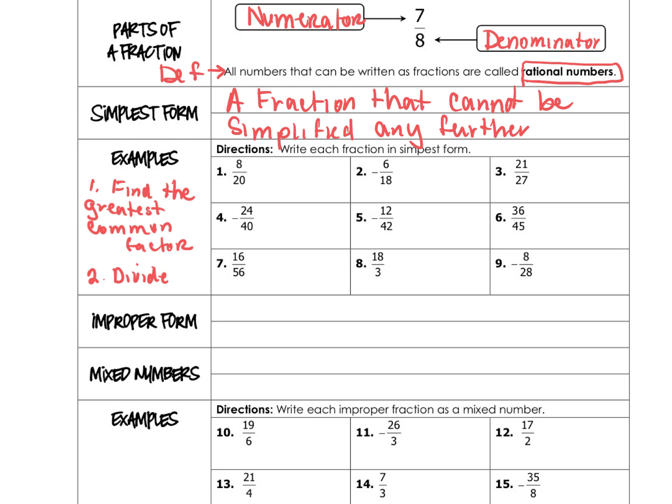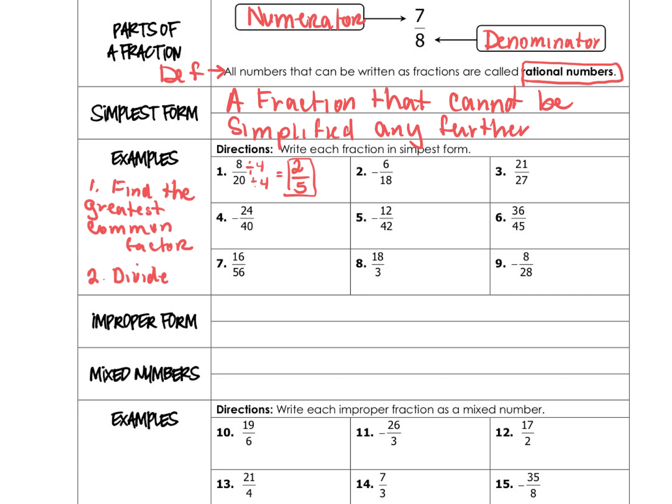Let's look at number 1. The largest number that goes into both of these numbers is 4. So we're going to divide the numerator and the denominator by 4, and we get 2/5. And that is a fraction in simplest form.